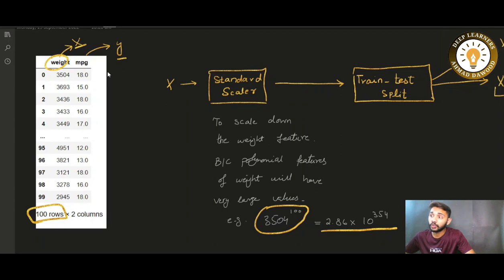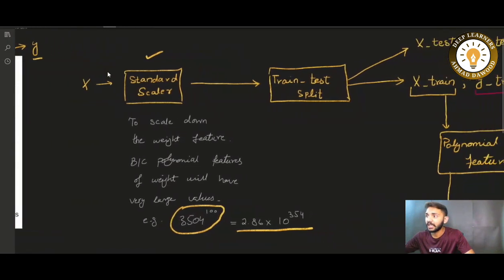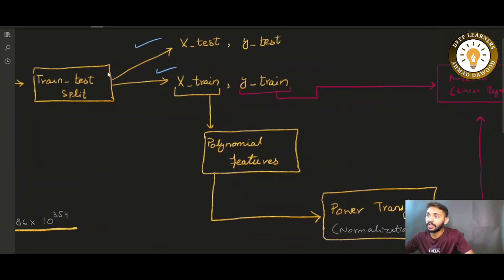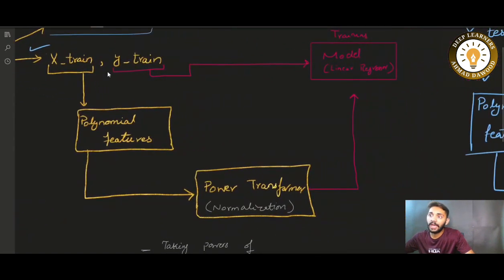Very, very high values. So to avoid these type of high values, I am just scaling down my weight feature by using standard scaler. Then I will split my 100 data points into training data points and test data points. Now we will have x train, y train for training data points, x test and y test for the case of testing.